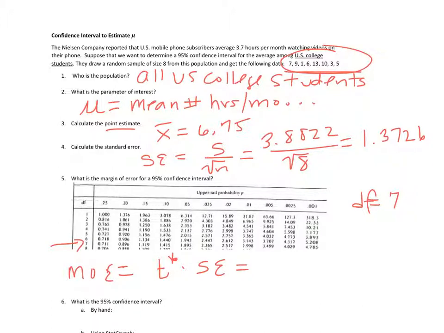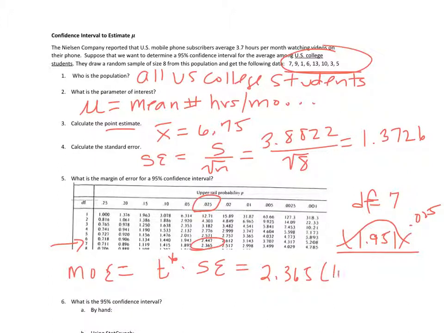So if you go to row 7, and then think about that you want to do a 95% confidence interval. So you want the area of the middle to be 95%, which tells you then that the upper tail has to be 2.5%, as does the lower tail. So if you go to the column labeled 0.025, go down to row 7, you get your t value, which is 2.365. And then multiply it by the value you got up in part 4, your standard error.